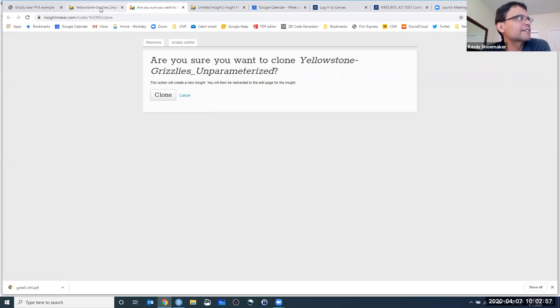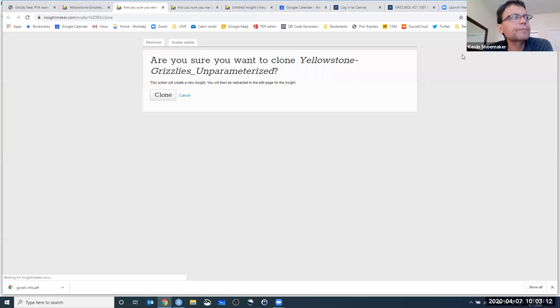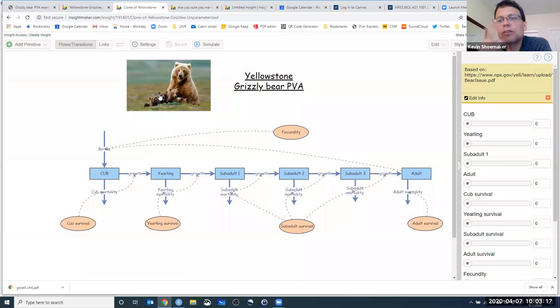What you need to do is go to the top right, and if you're signed in to your Insight Maker account, you should see this clone Insight link. If you're not signed in, you won't see this. Just click on it and say, yes, I do want to clone it. And then it'll make a clone of that model that now lives in your list of Insight Maker models. It's your model to work with now. You've made a copy of it and it lives in your Insight Maker repository, and you can change it and make edits to it and make notes and whatever you want in this model, all right? And so I would recommend doing that first, cloning your model and then adding fecundity.